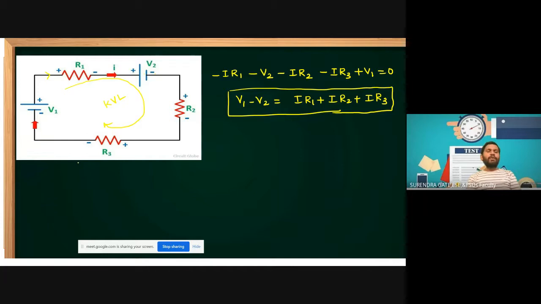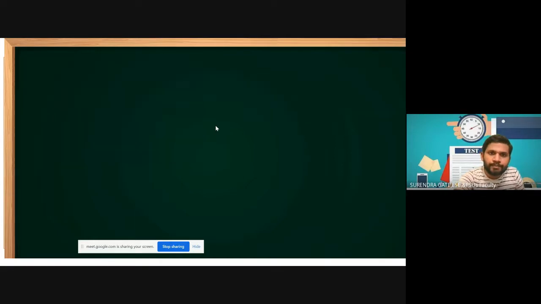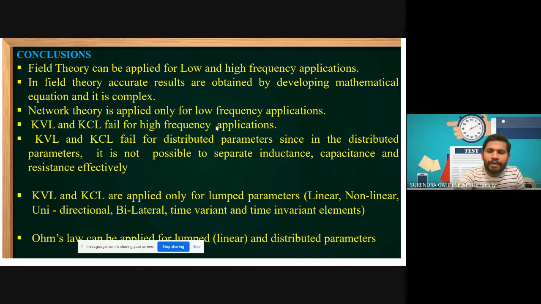Understand, students? During solving of the problems, how it is useful we will see later on. Please concentrate. What exactly is KVL? KCL is the law of conservation of charge at any node. KVL is the law of conservation of energy in any loop. The final conclusion points I am giving here are very important to solve the theory questions, mainly from the ESE point of view or any other PSU's point of view.